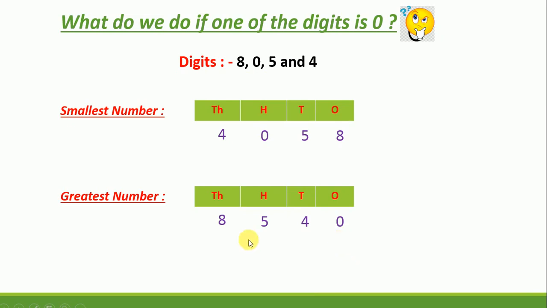So the greatest number which we get is 8540. The smallest number is 4058.